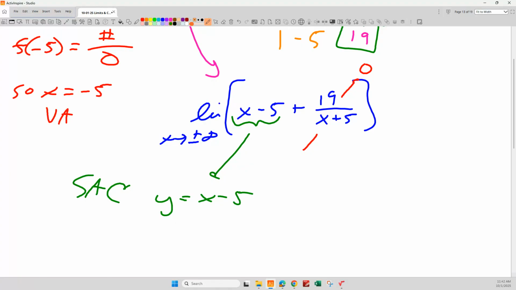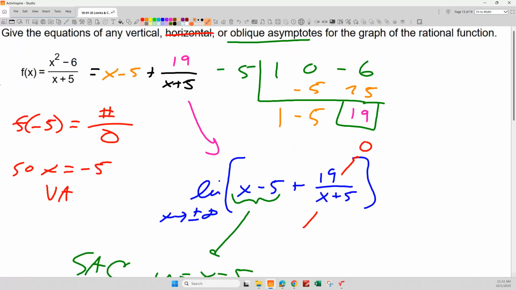Questions? Okay, how did we know right away that we were going to get an oblique asymptote? What about this gave it away? Good, because the degree of the polynomial in the numerator is exactly 1 greater than the degree of the polynomial in the denominator. That means when I divide these out, I'm guaranteed to get a linear function plus some remainder.